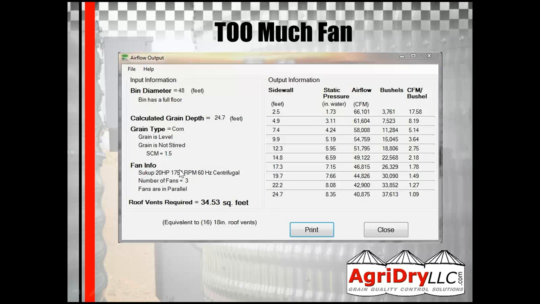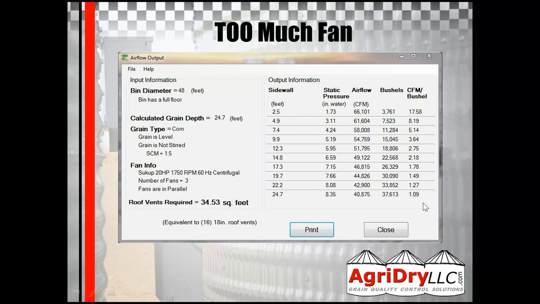Well, what happens is if you put more horsepower, you break over that happy medium or that sweet spot. Once you have too much airflow, then your static pressure starts going much higher, all right? And if we looked at that airflow chart on a low-speed centrifugal for 20 horsepower fans, once we get up to like 8 or more, your fan efficiency and your horsepower and your CFM per bushel really starts dropping off.